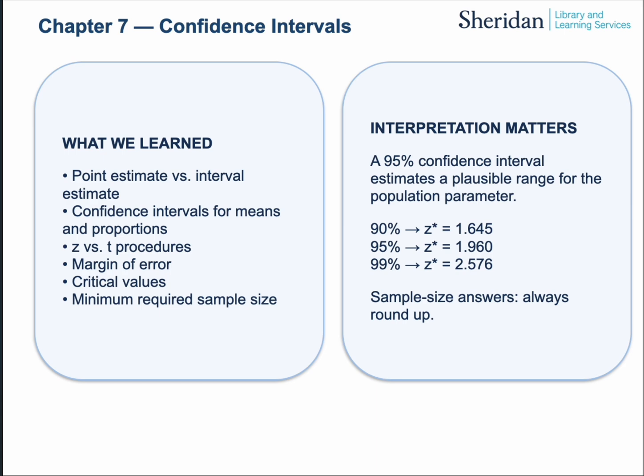We also discussed when to use Z procedures and when to use T procedures. If the population standard deviation is known, we generally use the Z distribution. But if it's unknown, which is much more common in real life, we use the T distribution. Finally, we learn how to determine the minimum required sample size. One important reminder is that whenever you calculate the minimum sample size, you should always round up to the next whole number. Rounding down would give you fewer observations than required and could reduce the accuracy of your estimate.